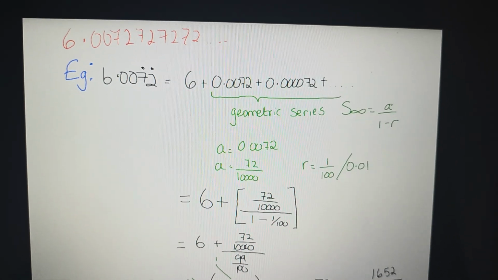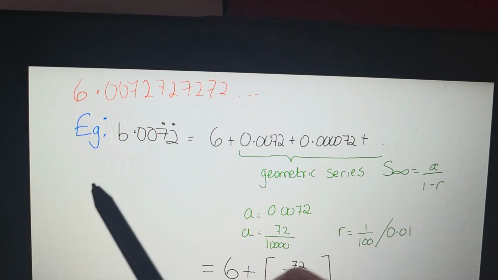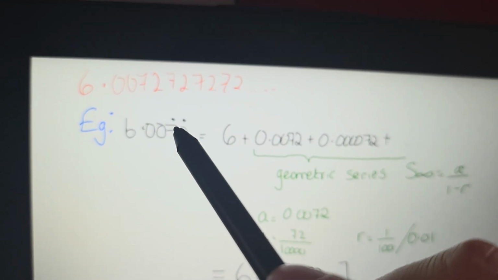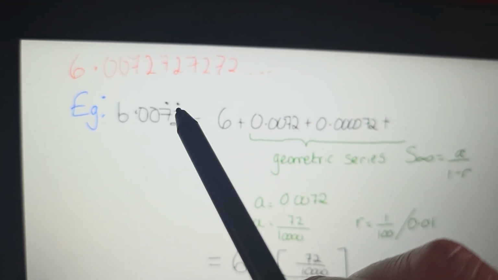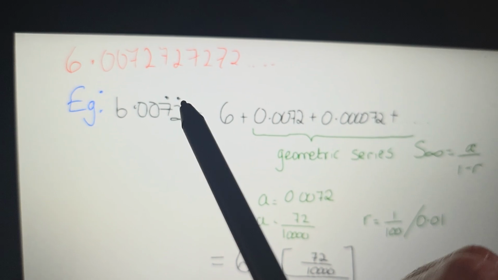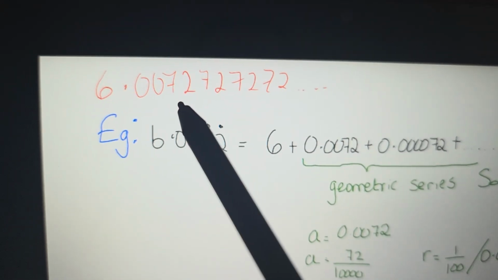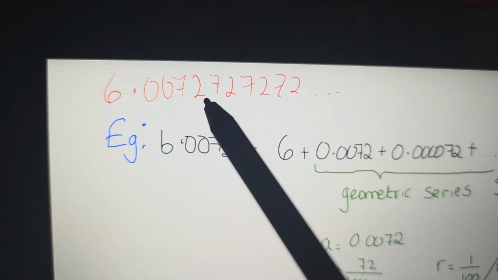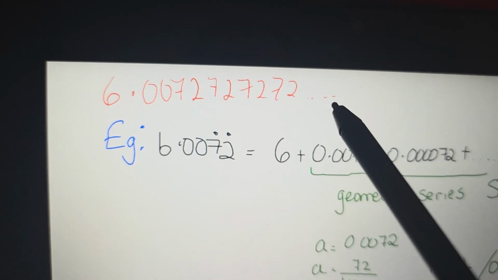So I'm going to break up the decimal as the sum of its parts. Now, 6.0072 with a recurring decimal means the 7 and the 2 are going to keep repeating themselves. So it would look like this if I was to write it out in full. Right, 6.0072, 72, 72, and it'll go on forever to infinity.